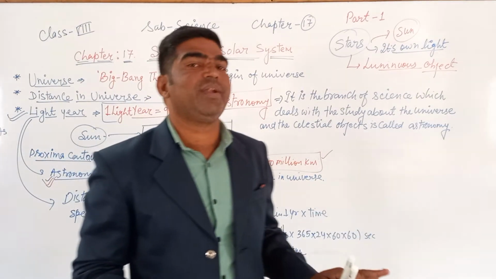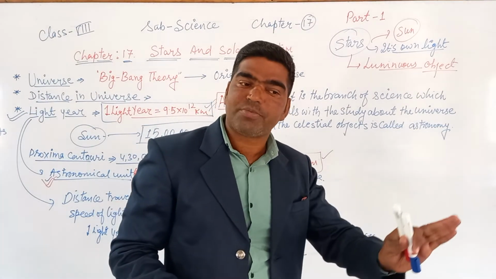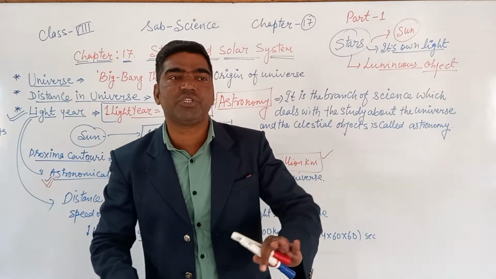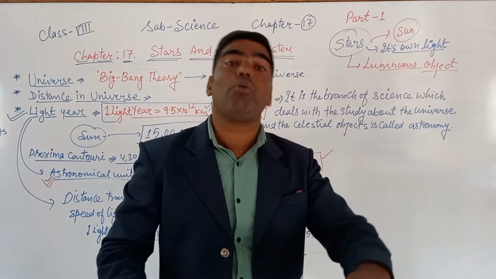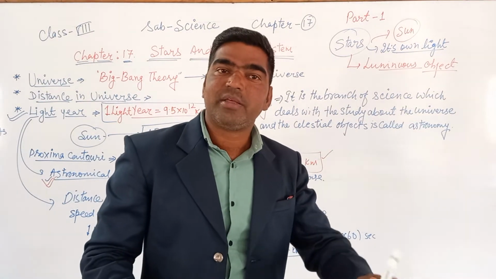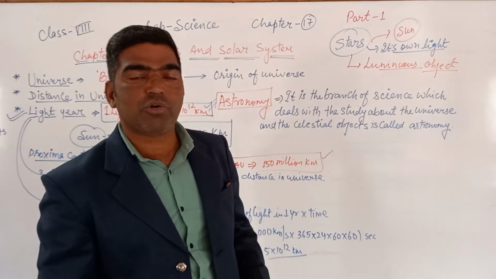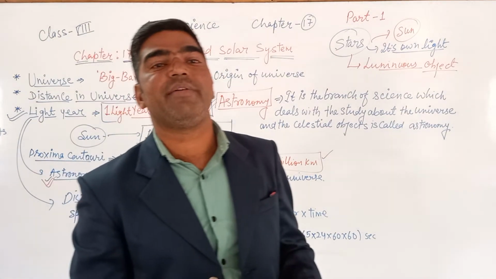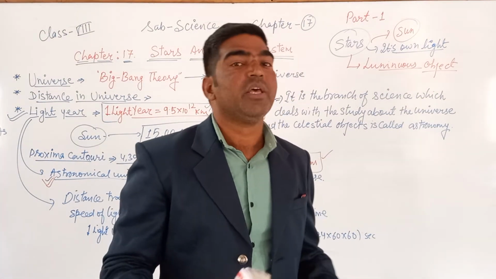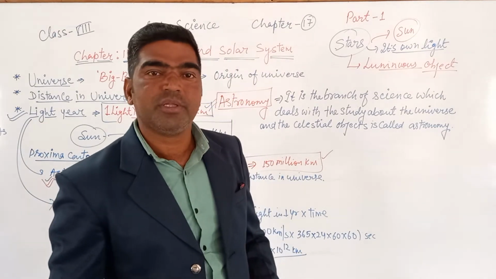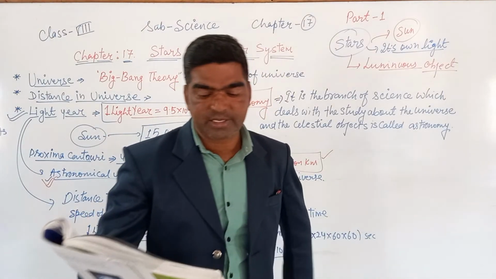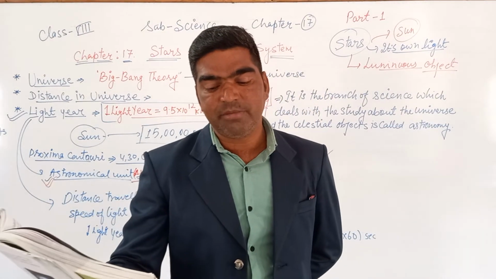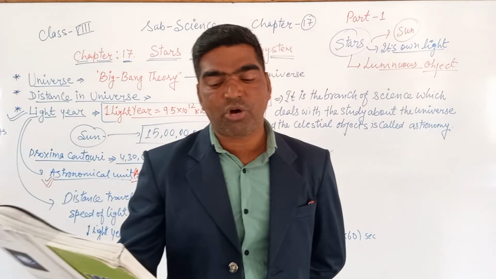So there are two different types of object, luminous object and non-luminous object. Luminous object means the object which releases or has its own light or radiates its own light. And non-luminous object means which does not have its own light, just like you see the Moon. So the Moon is the example of a non-luminous object. So stars are the luminous celestial bodies. They emit light of their own.